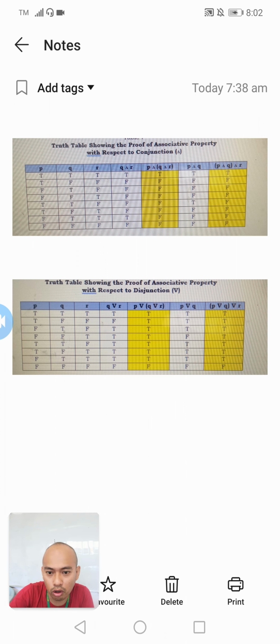So the table below represents now the truth values of the two sides of the first case with respect to the disjunction. Only the last truth value is false on that case, so therefore as you can see, they have the same truth values, they have the same arrangement, so therefore it holds to be true. Yung first case natin under disjunction operation holds to be true. Okay? So let's proceed now to the second case, which is with respect to the conjunction operation, and we will refer to the table above.